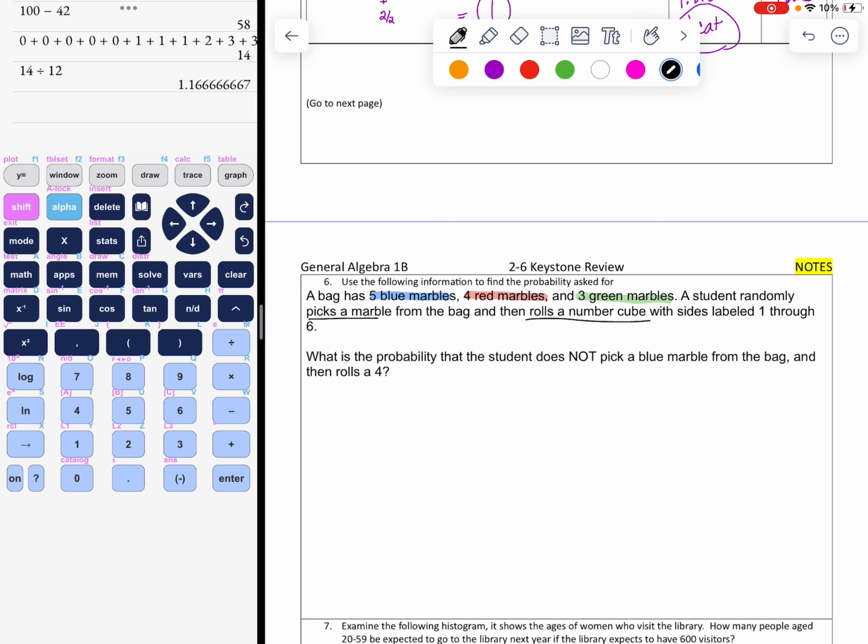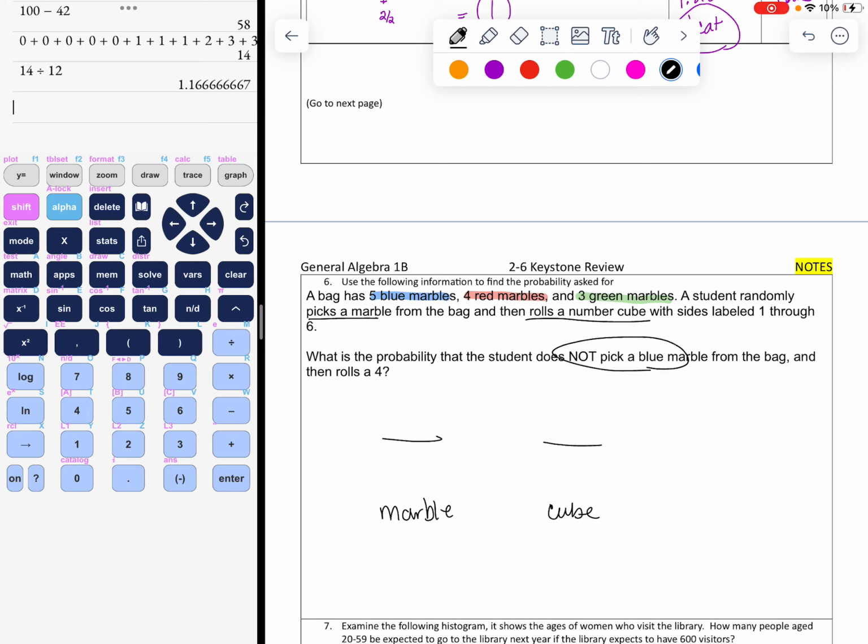When we did this, I said how many actions? That's how many fractions. So 2 actions, 2 fractions. So the first fraction we're going to have, that's about the marble. And the second fraction, that's going to be about the number cube. All right, let's see what they want. The probability of not picking a blue.